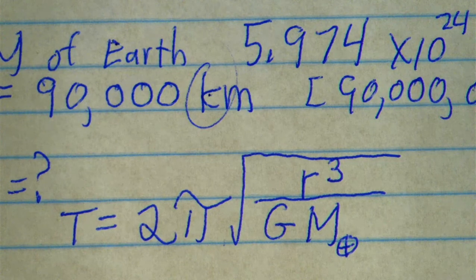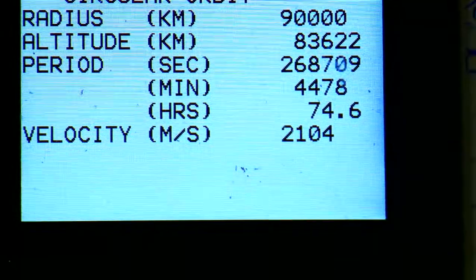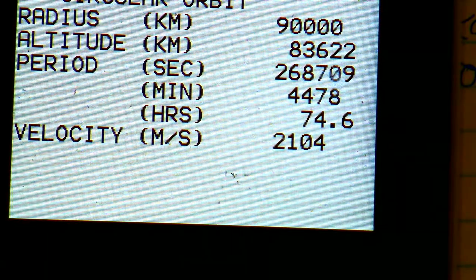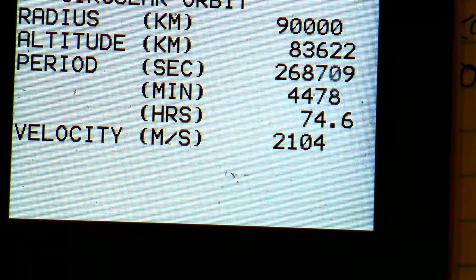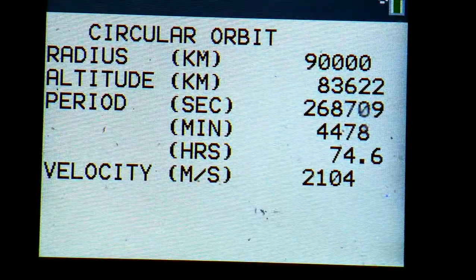And just to see it before it fades, that said it was 4,478 minutes, which works out to a little over 3 days. 3 days would be 72 hours. So there you go. And we've already calculated the velocity was 2104 meters per second.